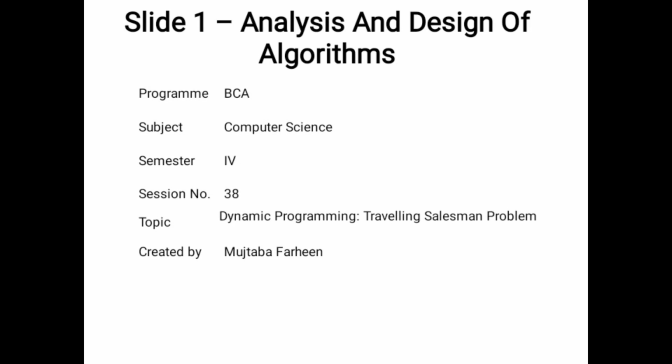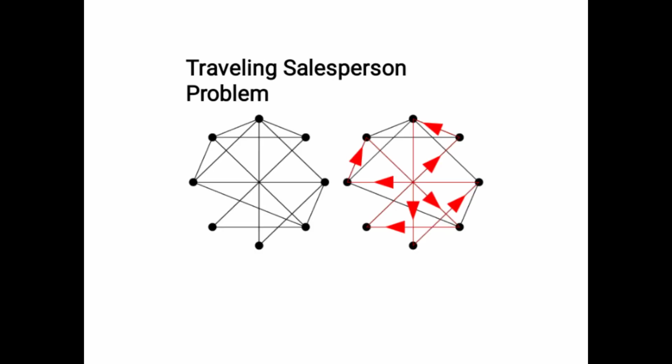Good morning. In today's class, we will learn about the traveling salesman problem. This is a traveling salesman problem which I have shown using a diagram here. The problem is there is a salesperson who has to visit all the cities. Cities are represented as dots, and the person has to travel to all the cities exactly once and return back to the city where he started.